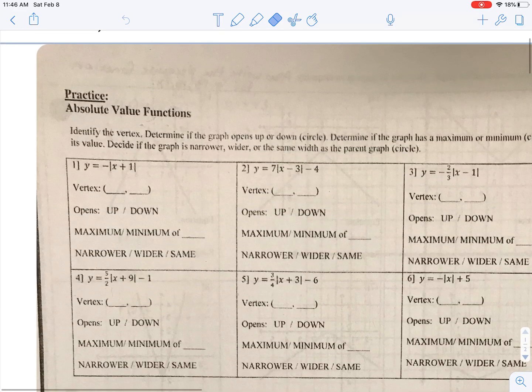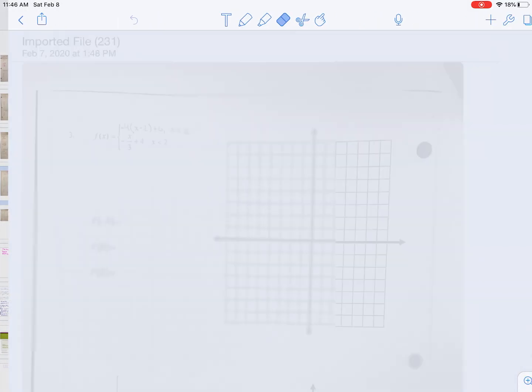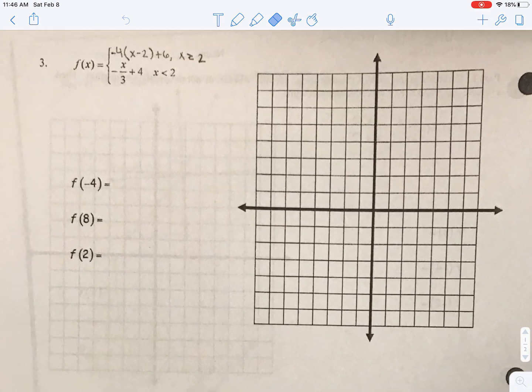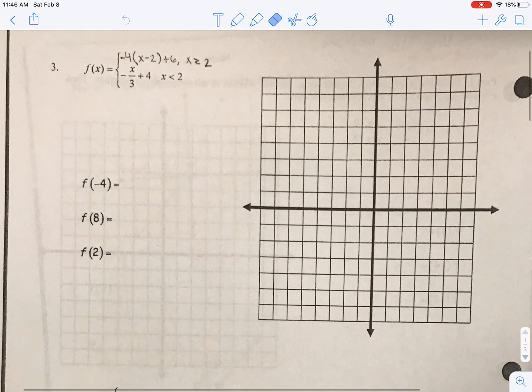I don't know if it's this one for you guys or not. I don't have the packet at home, I just have these pictures. Here we go, number 3, that would make sense. Okay, I'll do 3 as well.